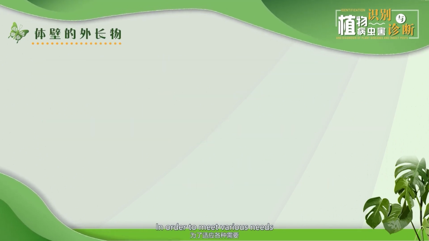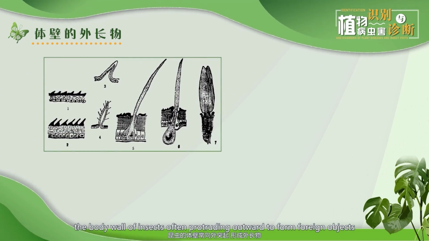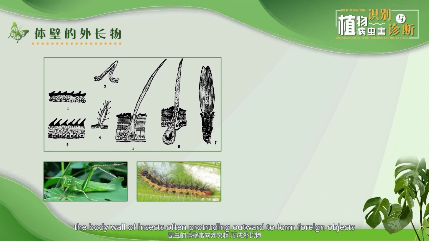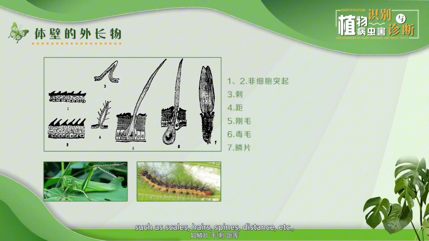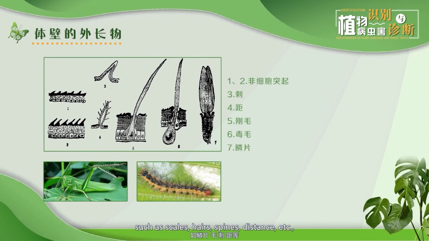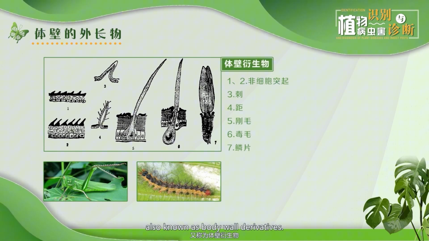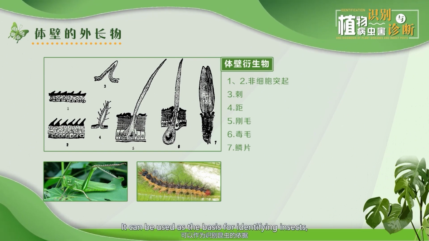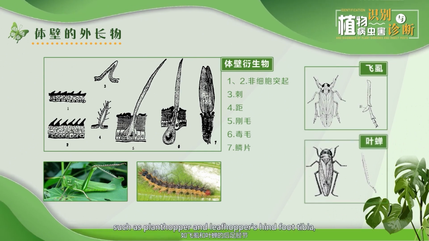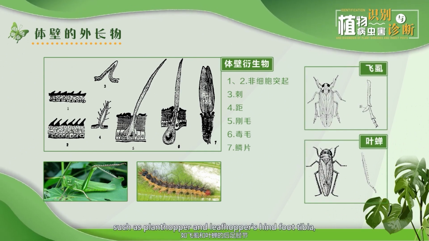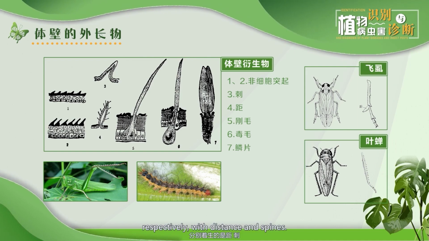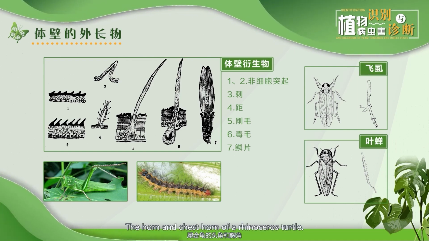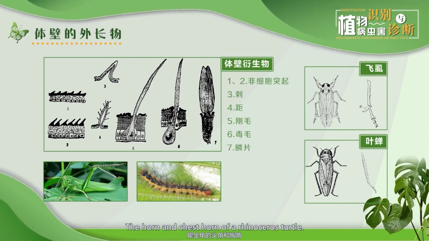In order to meet various needs, the body wall of insects often protrudes outward to form outgrowths, such as scales, hairs, spines, spurs, etc., also known as body wall derivatives. They can be used as the basis for identifying insects, such as the planthopper and leafhopper, whose hind leg tibiae have spurs and spines respectively, and the horn and chest horn of a rhinoceros beetle.